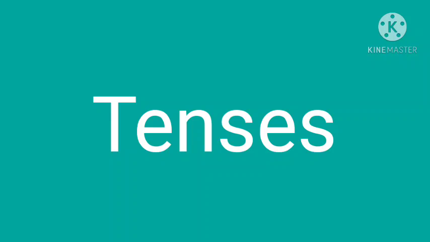In continuous aspect, we use be type helping verb, is, am, are, was, were, and we use first form of the verb with ing. For example, I am reading a book. In perfect aspect, we use have type helping verb, have, has, had, and third form of the main verb is used. For example, I have done my work. He had finished his work.